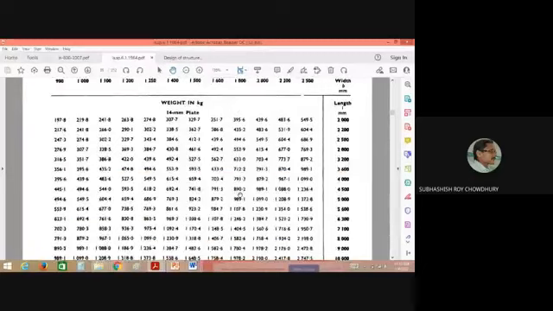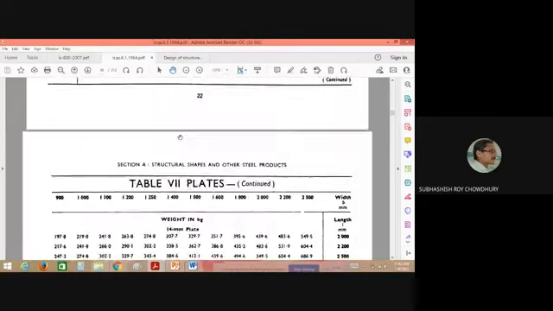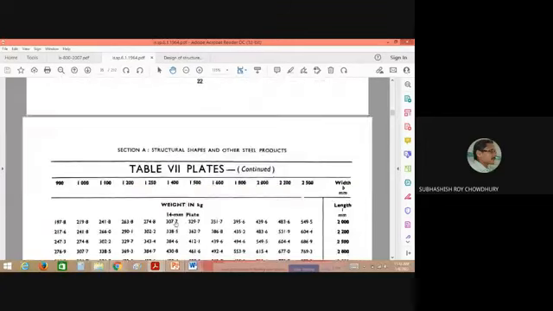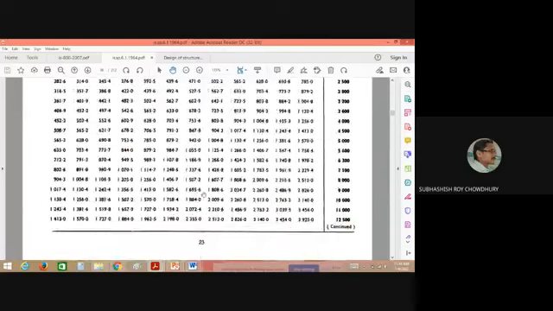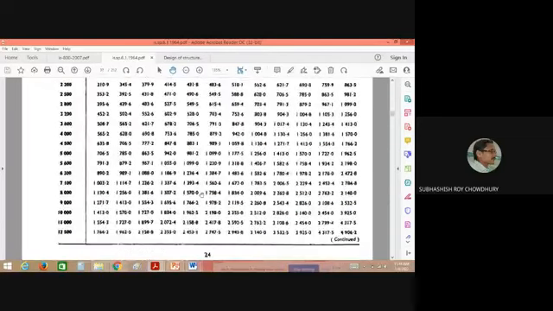So when you use plates for the construction of steel structure, say as a gusset plate, the gusset plate will connect one steel member to another steel member. So that plate thickness should be standard. For example, after 12 millimeter, it is 14 millimeter. So if you want to use a 13 millimeter thick plate, that is not available in the market. That is not a standard plate, so it cannot be used. So these are the different thicknesses of the plates.